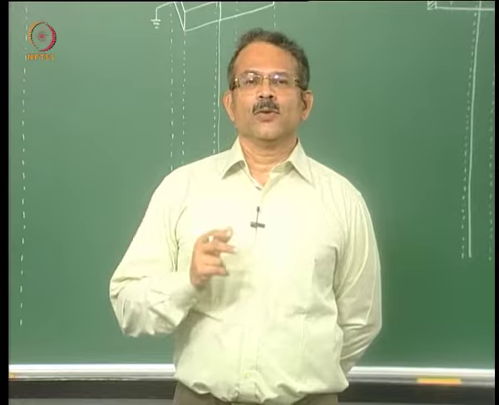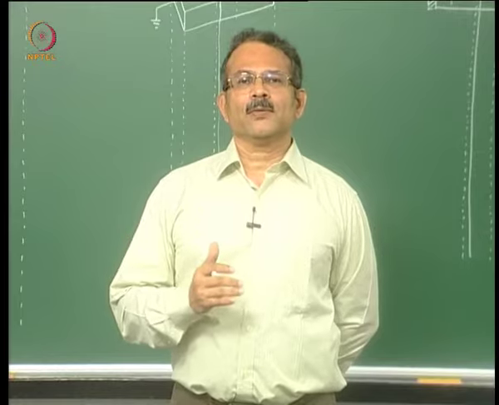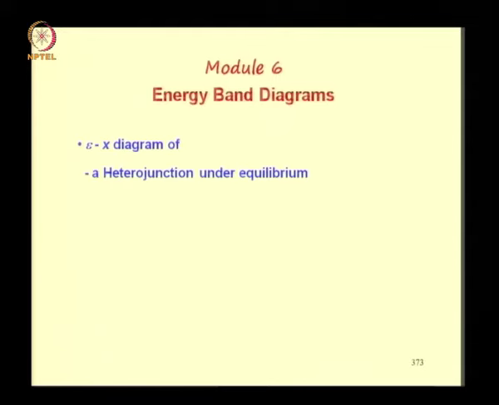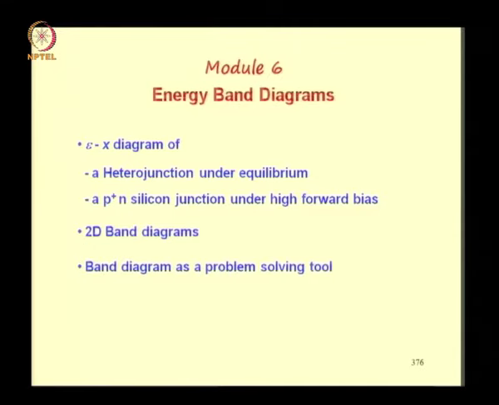In this lecture, we will be using this procedure to draw band diagrams for a number of situations. So, we shall discuss the E-X diagram of a heterojunction under equilibrium, and a P plus N junction under high forward bias. Then we shall be discussing two-dimensional band diagrams, and finally we shall look at band diagram as a problem solving tool. Let us begin with heterojunctions.